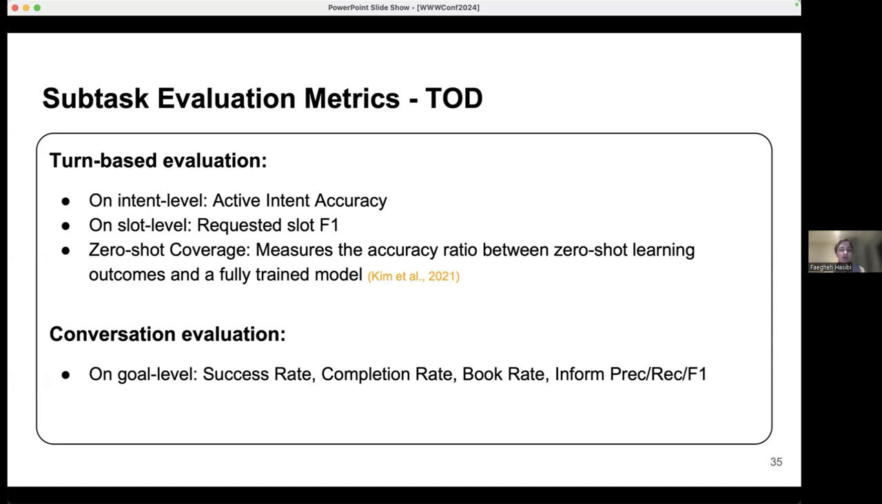On the conversation level, in task-oriented dialogues, we have goals. There are different metrics to automatically measure whether the conversation succeeded in achieving the goal or not. So this is like success rate, completion rate, which is either zero or one, whether the dialogue agent completed the task or not, or whether the completed task is accurate or not, using inform, precision, recall, and F measure. There are many metrics in this subtask evaluation, especially for task-oriented dialogue systems, which I don't discuss completely here, but they are found in the literature.